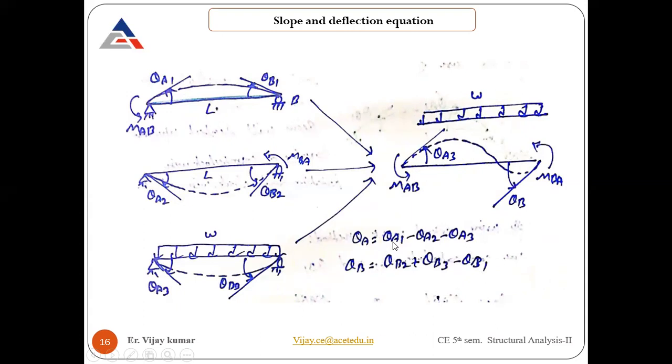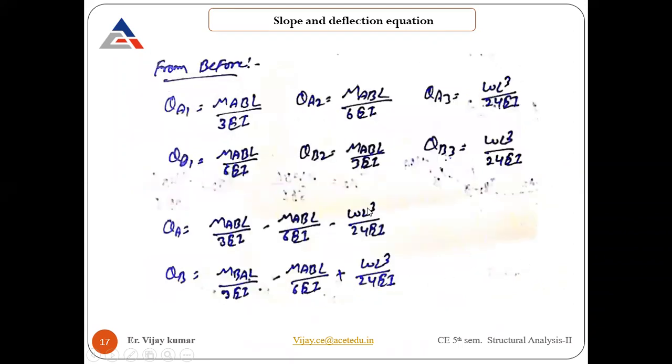So now put the values of theta A1, theta A2, theta A3 into these two equations and let's see what we get. Theta A1 comes out to be MAB L by 3EI, theta A2 is MBA L by 6EI, theta A3 is WL cube by 24EI, and B1 is MAB L by 6EI, B2 is MBA L by 3EI, and B3 is WL cube by 24EI. These are the values that we get from the solution of the simply supported beam by putting in the end moments and the load. Now put them into the equation that we have seen after the superposition.